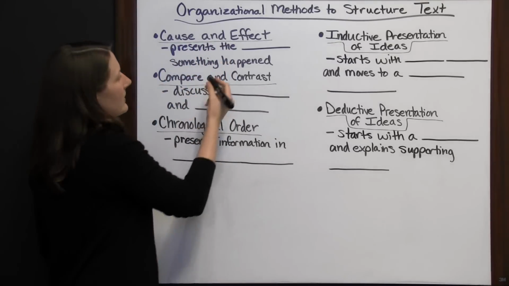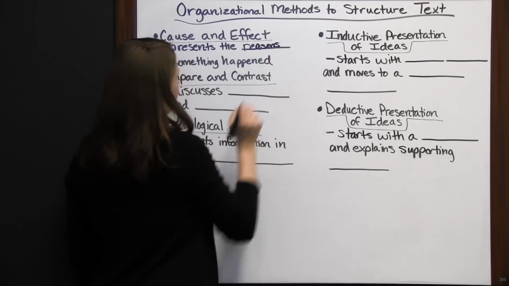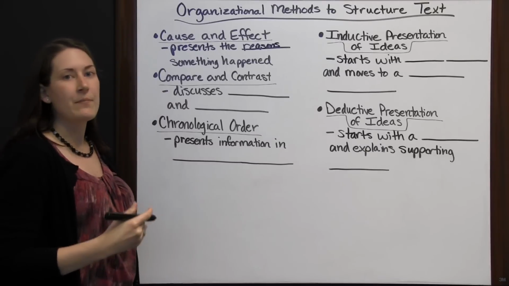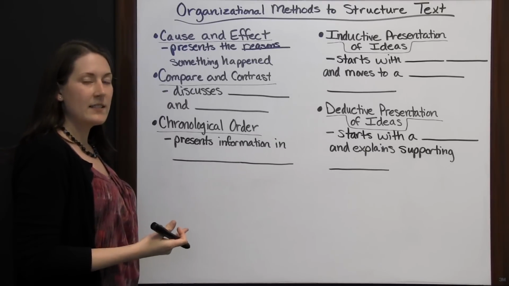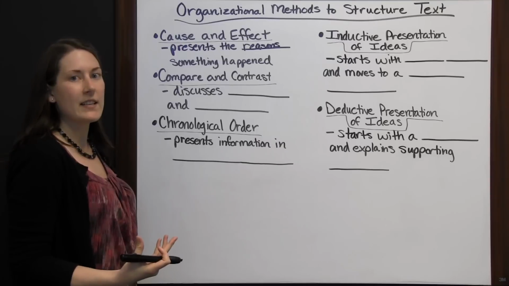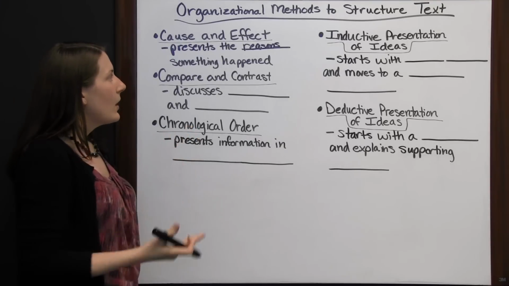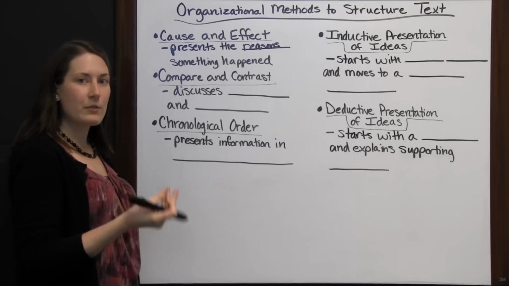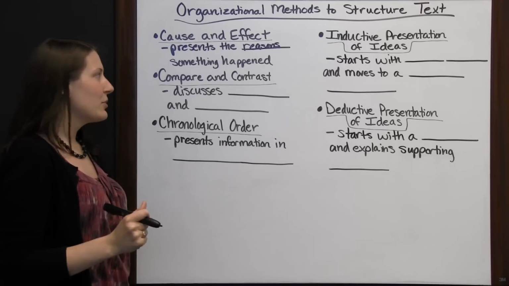Cause and effect presents the reasons something happened. For instance, if I said, if you go to bed late, you will be tired. The cause is going to bed late, and the effect is being tired. And a cause and effect piece of writing is going to keep giving you reasons something happened and the effect of that particular reason.